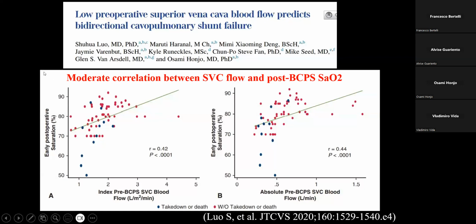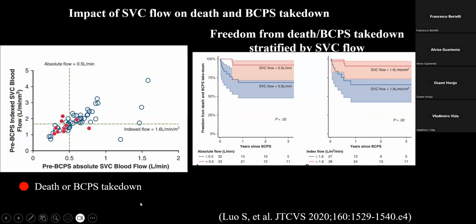If you look at this, this is really interesting. This is a correlation graph. On the left-hand panel, the x-axis is the SVC index flow, and the y-axis is the post-BCPS saturation. It's a good moderate correlation between the SVC flow and arterial saturation. In other words, the higher the SVC flow pre-Glenn, the higher the arterial saturation after surgery. That makes sense because you have more pulmonary blood flow after the Glenn. The right-hand panel is the absolute flow, not the index flow, and has a similar correlation to the arterial saturation post-BCPS.